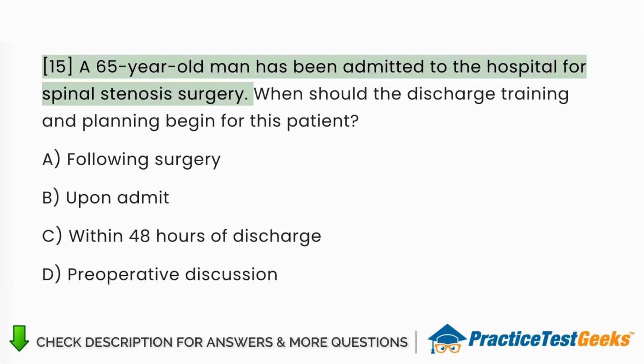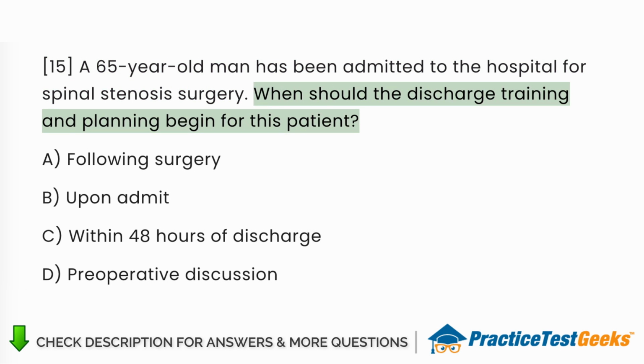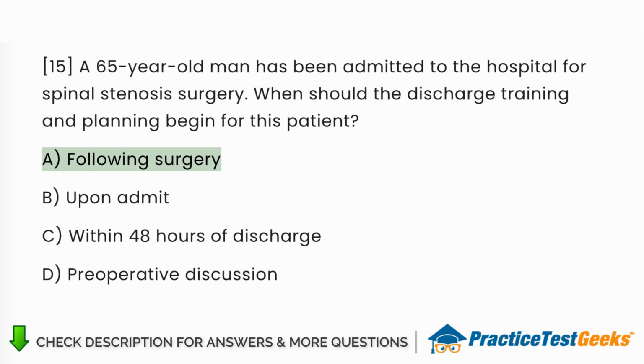A 65-year-old man has been admitted to the hospital for spinal stenosis surgery. When should the discharge training and planning begin for this patient? A. Following surgery. B. Upon admit. C. Within 48 hours of discharge. D. Preoperative discussion.